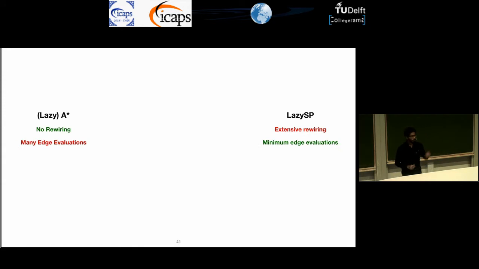So to set it up, on one end we have lazy A*, and on the other end we have lazy SP. Lazy A* does absolutely no rewiring. As soon as it expands a node, it starts to evaluate. So there's no lazy search tree that it has to repair, which is a good thing. But it, in the process, does a lot more edge evaluations, which is bad. And on the other end, we have lazy SP, which absolutely minimizes edge evaluations, but in doing so, it can incur a cost in extensive rewiring and graph operations.